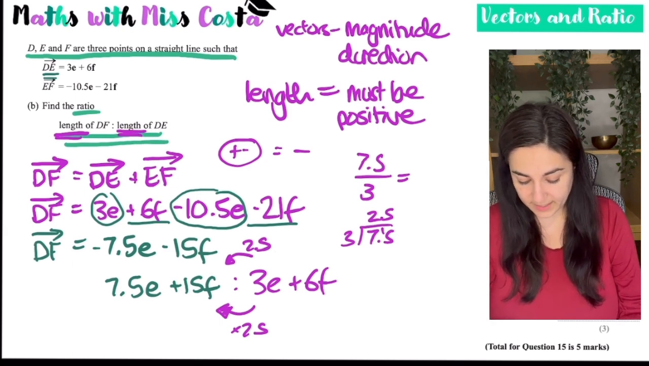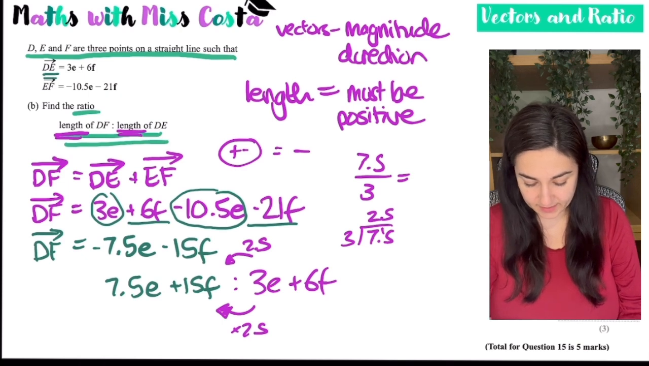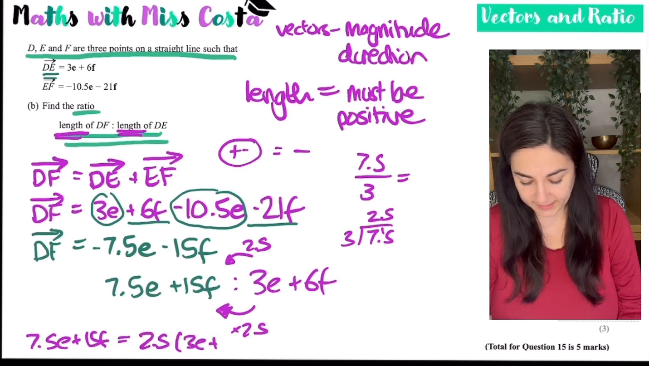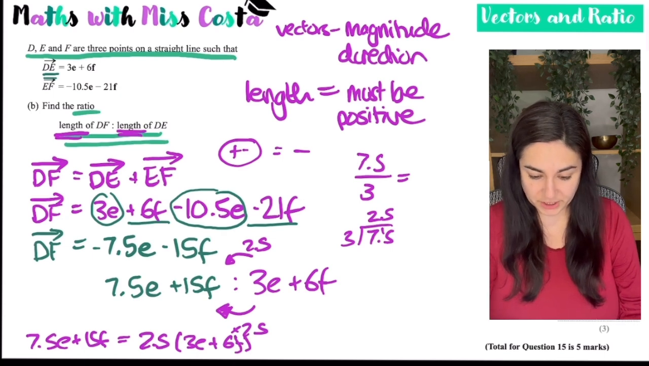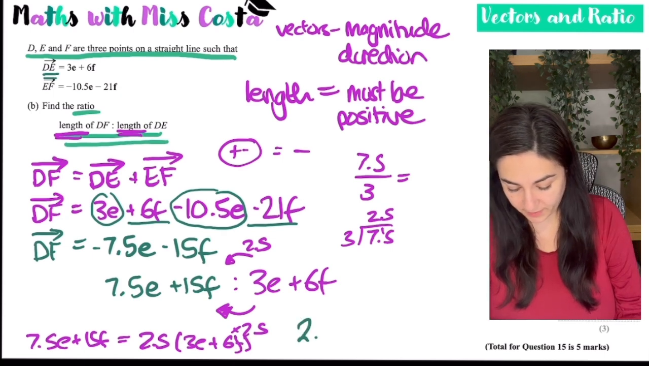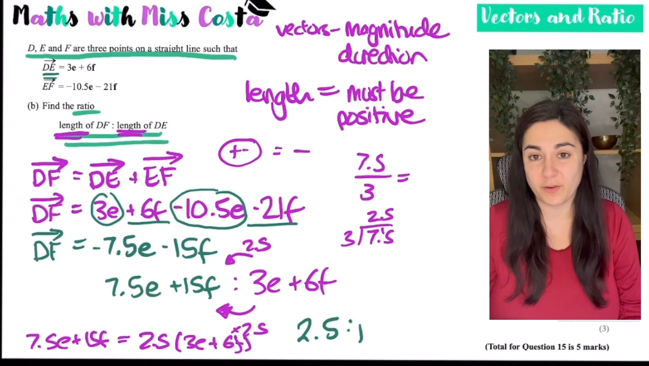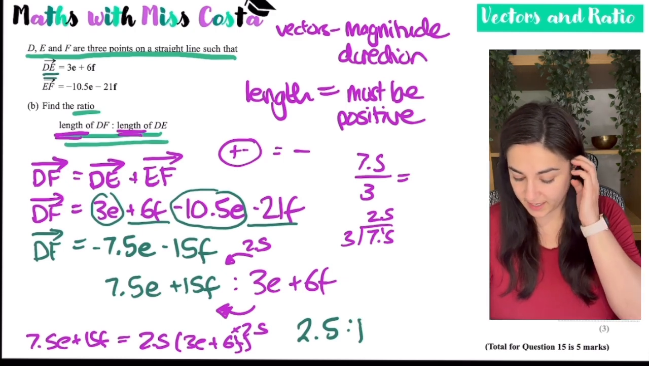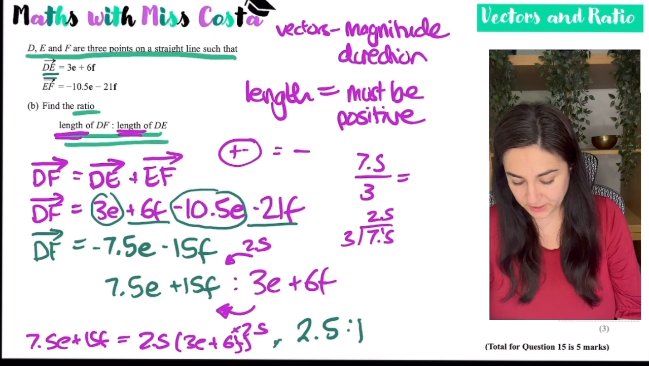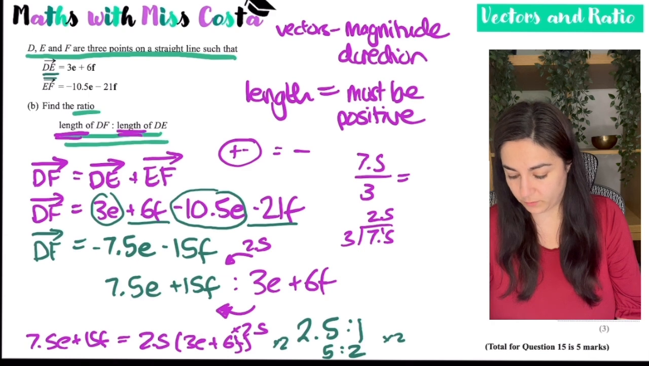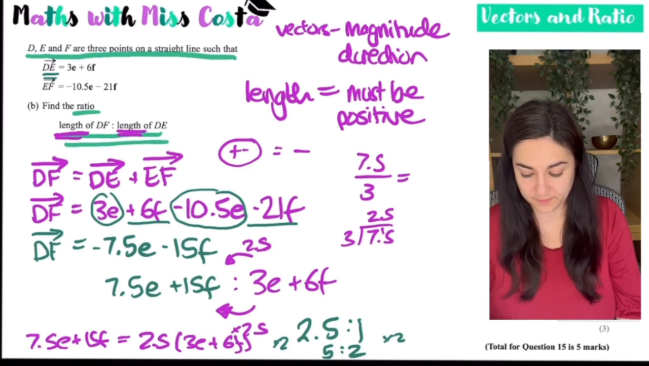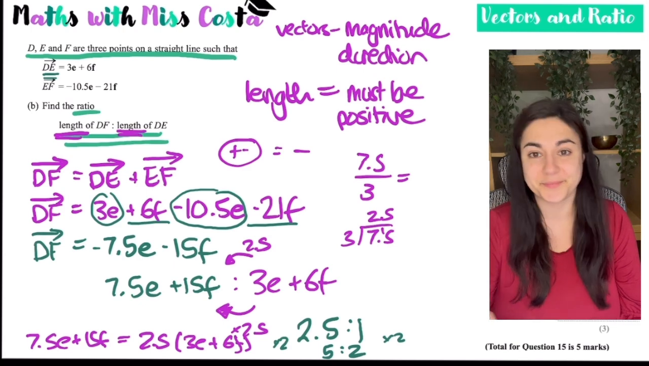Therefore, this 7.5e plus 15f is 2.5 lots of 3e plus 6f. So the ratio would be 2.5 to 1, because it's 2.5 lots of that. But generally when you write ratios, you don't want to write them in decimals. So to turn it into a whole number, let's times it by 2, and that would become 5 to 2. So the ratio of the length DF to the length of DE is 5 to 2.